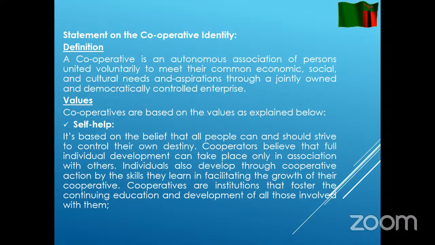Now, we proceed to the statement on the cooperative identity. There's a very long definition there. We're saying a cooperative is an autonomous association of persons united voluntarily to meet their common economic, social, and cultural needs and aspirations through a jointly owned and democratically controlled enterprise. It's a mouthful. Now, a cooperative is autonomous because when you have gotten your certificate, you can operate independently.